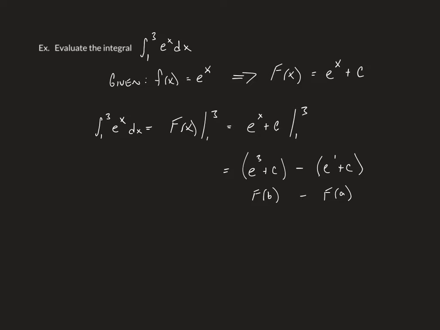When I do this, what's going to happen? So I can drop the parentheses, and I'm going to have e to the 3 plus c minus e to the 1 minus c. And what you're going to see happen here is these constants are going to drop. And that's always going to happen, which is why from the very beginning, I didn't really need to include the plus c. If you want to, you can, but you don't need to, because that constant is going to cancel when I subtract those two values anyway. So what I'm left with is e to the 3rd minus e. And that is the value of that integral.